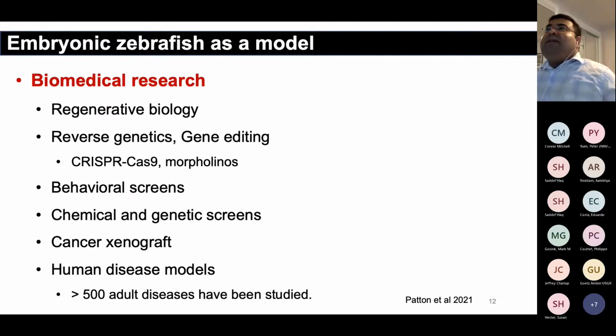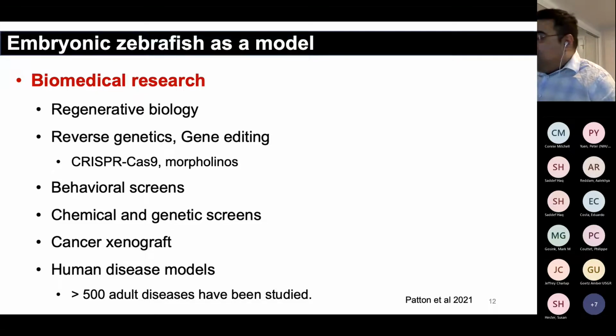So because of these innate advantages of zebrafish as a model, it has been used widely in biomedical research, including regenerative biology. Zebrafish-based reverse genetics and gene editing is common now, including technologies such as CRISPR-Cas9. Zebrafish has been widely used for behavioral screens as well as chemical and genetic screens. The chemical screen part will form a large part of my talk today.